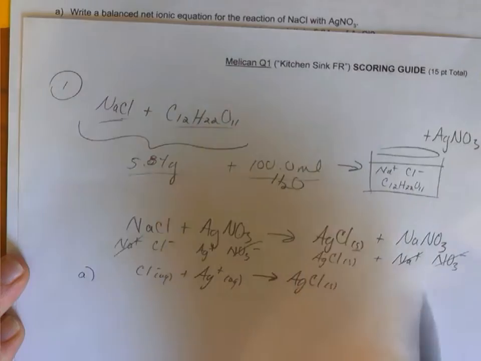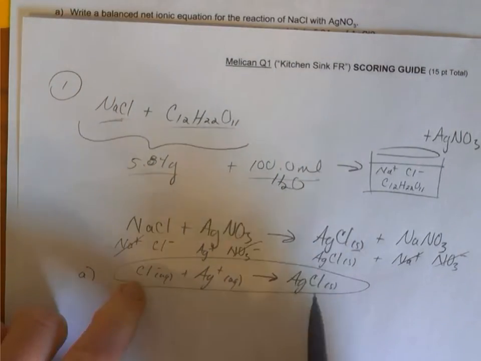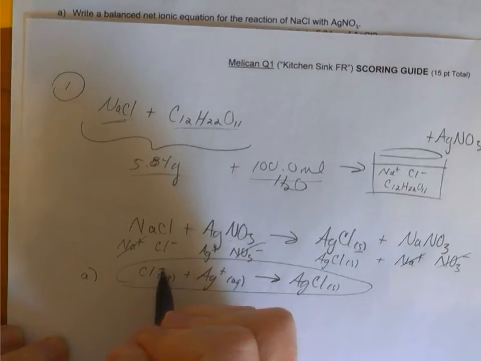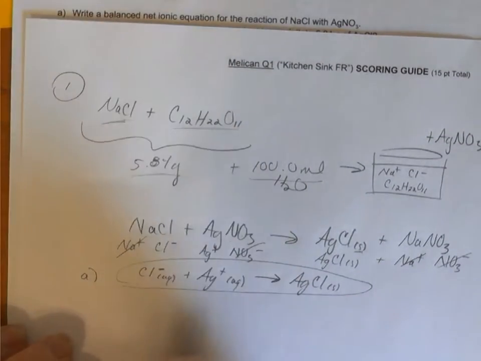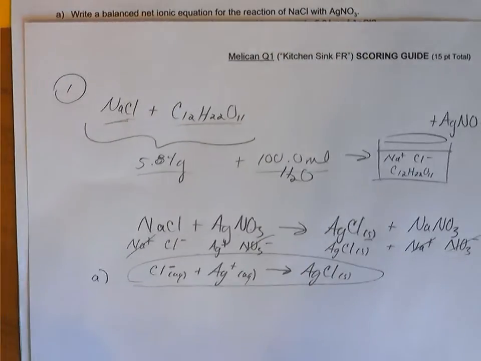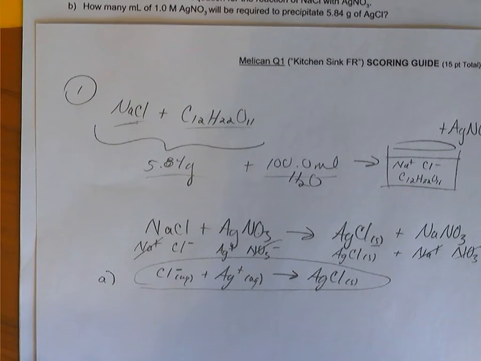Now, I know I wrote a lot here, so I want to make sure that the scorer can see my answer, and I've written it dark enough, and I definitely have shown these ion charges. You would not get credit if those ion charges were not there. Okay, how many milliliters of 1 molar silver nitrate would be required to precipitate 5.84 grams of silver chloride?